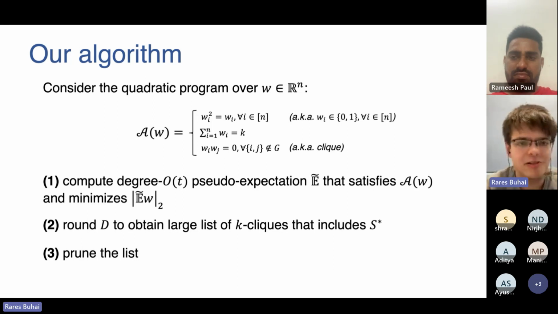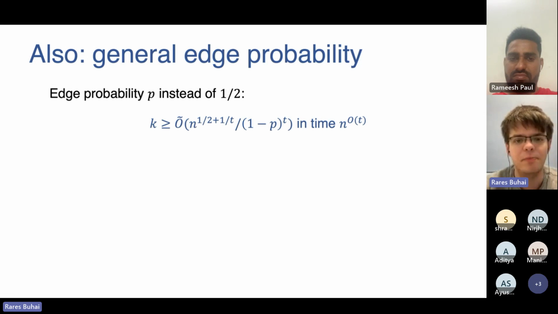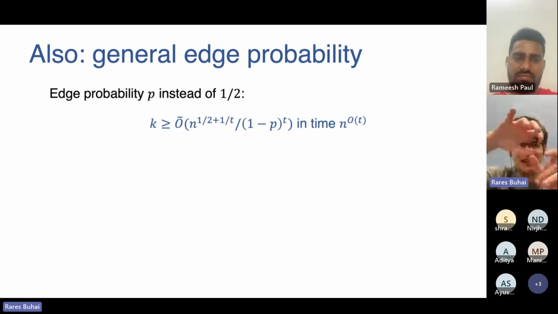Yes, so now I'm almost done with the talk. I'll just say very little about one more result that we have. We can also deal with the case where the probability of the edges between S star and V minus S star is p instead of 1/2. Here the case of interest is when p is larger than 1/2, when this thing is very dense, because then you would think that it's harder to distinguish.